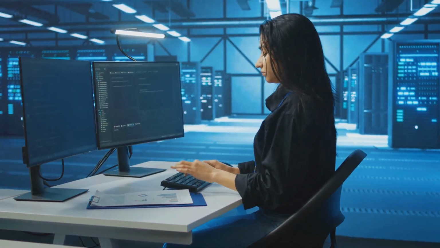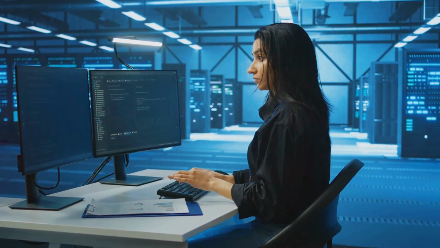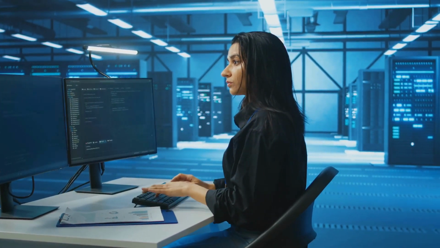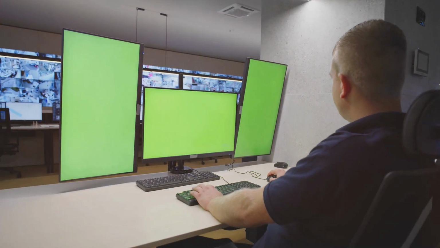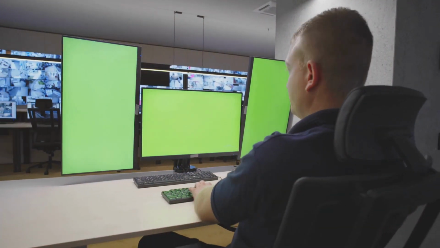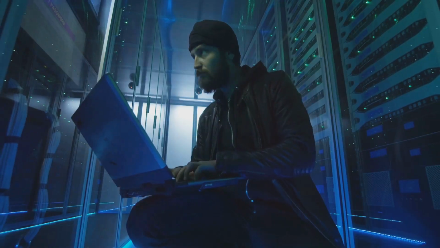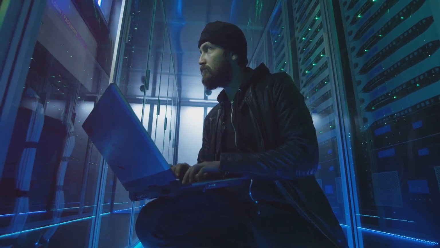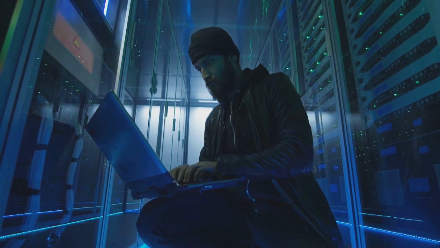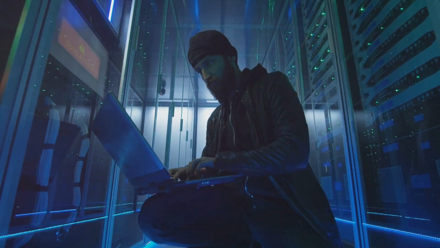Host-based WAFs. These are software modules installed directly on web servers. They offer granular control over security policies for individual applications. Host-based WAFs are a good option for organizations that want to tailor security to specific applications.